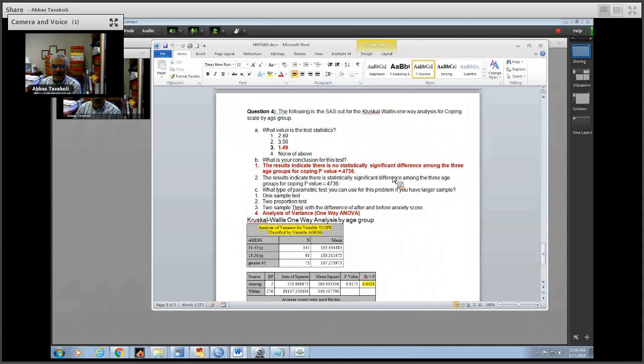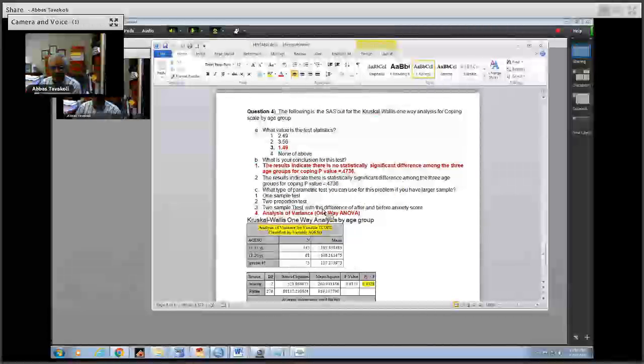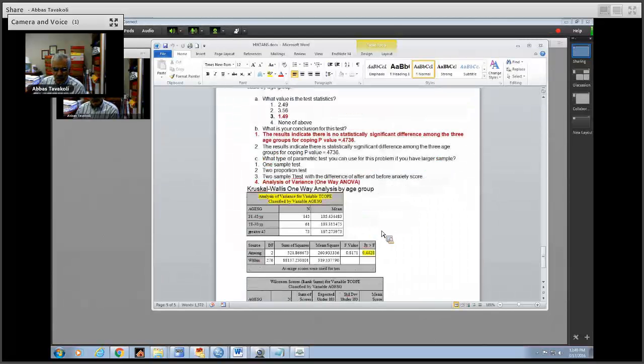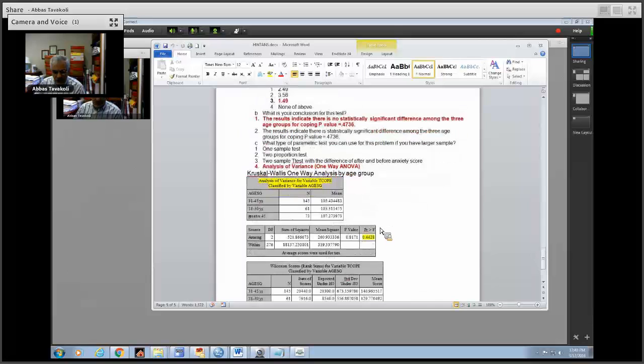Question 4, I asked you to look at the software output and find the test statistic. This is your Kruskal-Wallis test. Its chi-squared is 1.49, which is the answer. And now, what is your conclusion? This is your p-value, 0.4736. That is much larger than alpha. So the result is there is no statistical significance. So that is the correct answer.